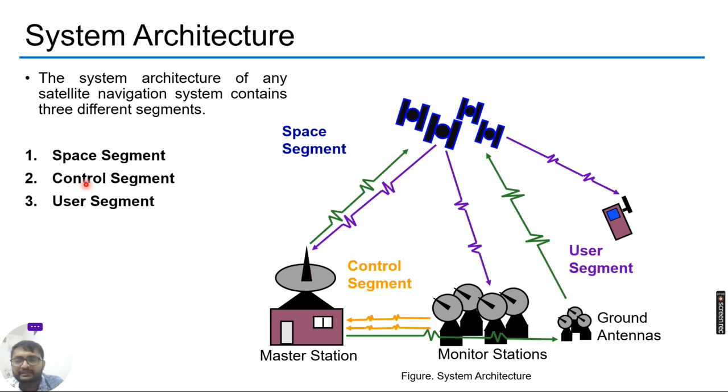And when we look at the third segment, which is the user segment, where we have our GPS receiver at our end, you can see just one line coming from the satellite to the receiver. It means we are only able to receive the signals. We cannot send signals to the satellite. So this shows one-way communication between the space segment and the user segment.